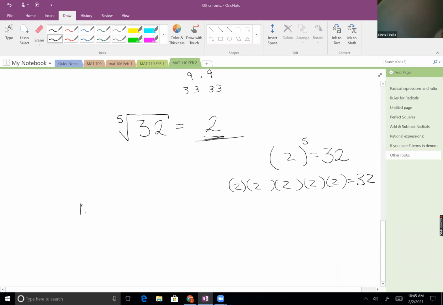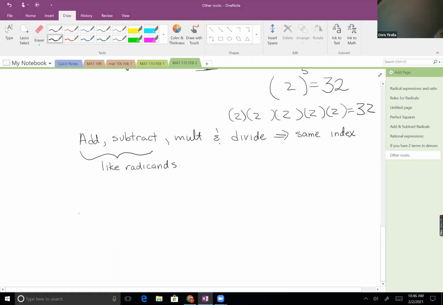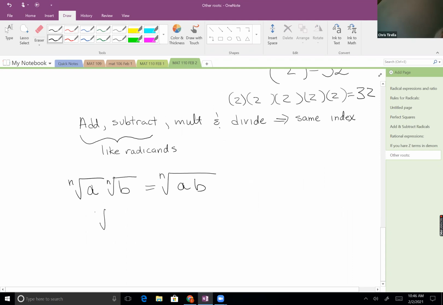And so we start looking at other roots. And so we can add, subtract, multiply, and divide if they have the same index. And again, to add and subtract, they also have to have like radicands. Let's just look at multiplication and division. If I have the nth root of a, and I said nth root, and I didn't write it, I apologize. The nth root of a times the nth root of b, that'll be the nth root of a times b. If I have the nth root of a over the nth root of b, I get the nth root of a over b.